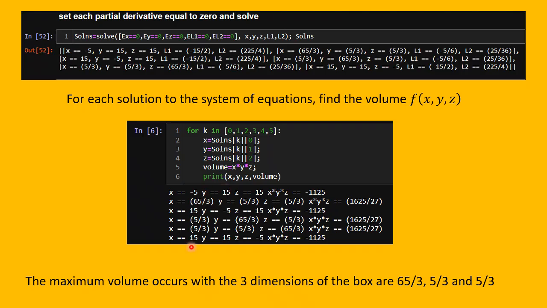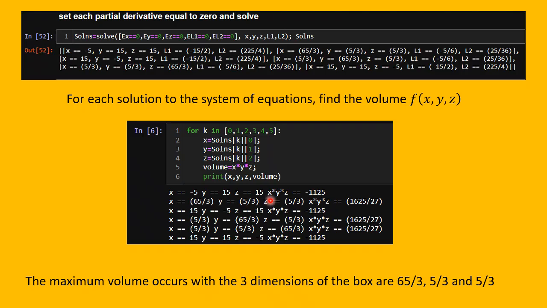So here is what we get. The first solution gives us, I should have said volume here, I guess. The volume is minus 1125. That can't be right. No, let's put it this way. It is a solution, but it's not a solution to our physical problem. Can't have a negative volume and also a negative side length.